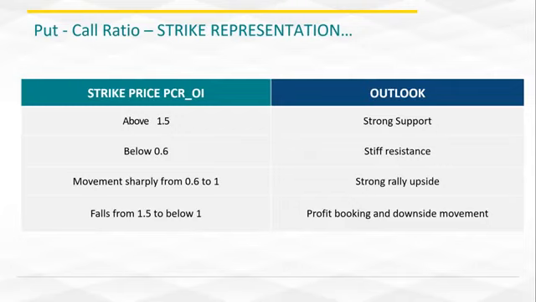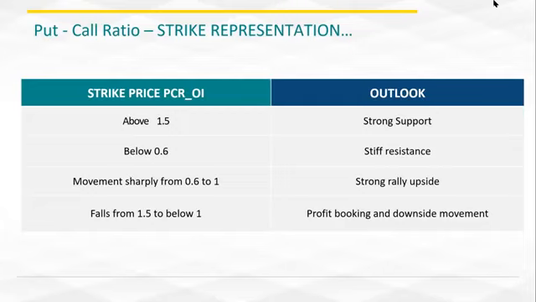Like we calculated, if the movement is sharply from 0.6 to 1, then we see an upside. Likewise, if the movement is falling down, let's say from 1.5 to 1 and below, that means a profit booking scenario, and then some downside movement is expected.